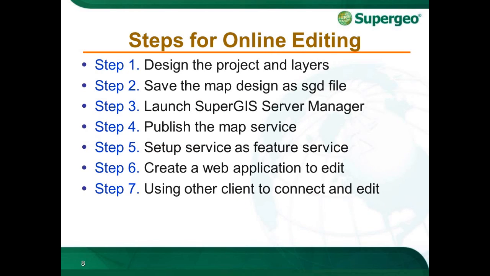The steps for online editing are quite simple; there are 7 steps. The first step is to define the project and the layer which you want to edit, save the map design as an HTTP file, and launch the SuperGIS Server Manager to publish the map service. After that, you have to set up the service as a feature service, which is quite important, and decide which layers you want to edit. Steps 6 and 7 are to create a web application to edit, and to use other kinds of clients to connect and do some editing.